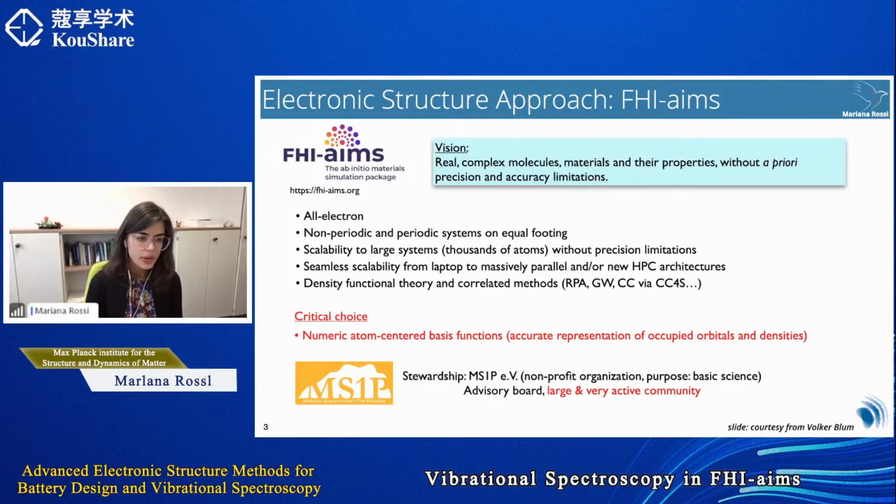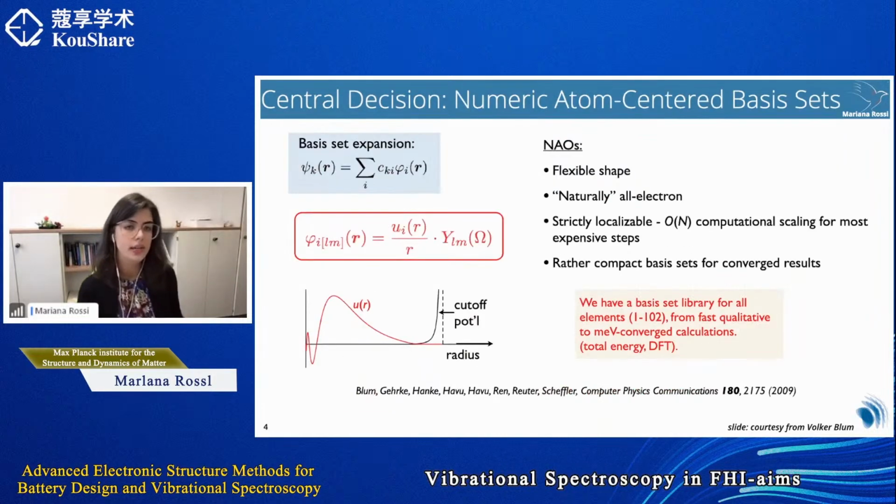Yes, so going a little bit more into the critical choice of the numeric atom-centered functions, this is how it looks, and this is something special of FHI-aims.